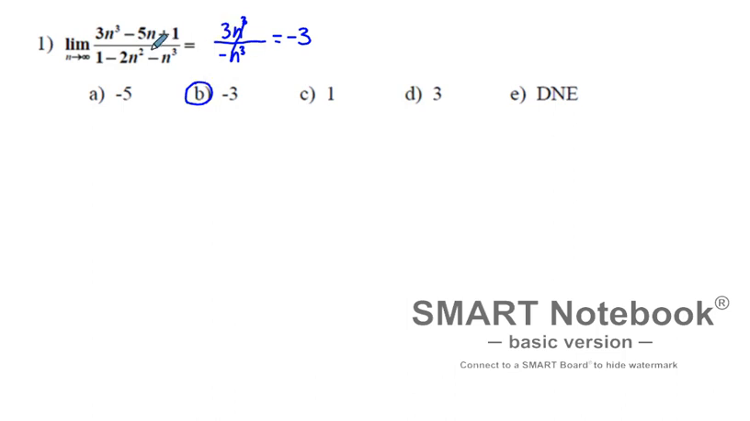So this is what we call, if the exponents are the same, bottom high exponent equals top high exponent, you use the ratio of the coefficients, 3 over negative 1, which is a horizontal asymptote, by the way.